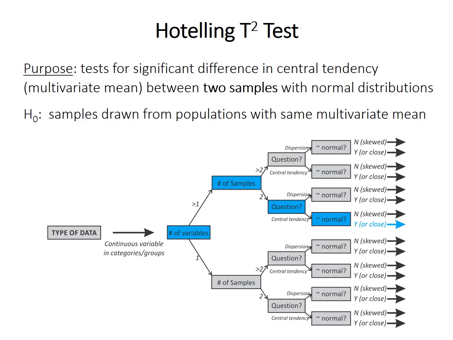It's designed to test for a significant difference in the multivariate mean between just two samples. Because it compares just two samples, it's the multivariate counterpart to the univariate t-test. The null hypothesis is that the two samples come from populations that have the same multivariate mean. The multivariate mean you can think of as a point in space defined by the means of all the individual variables. So it's not comparing each variable separately, it's comparing the point in space as defined by the mean of all the variables together.